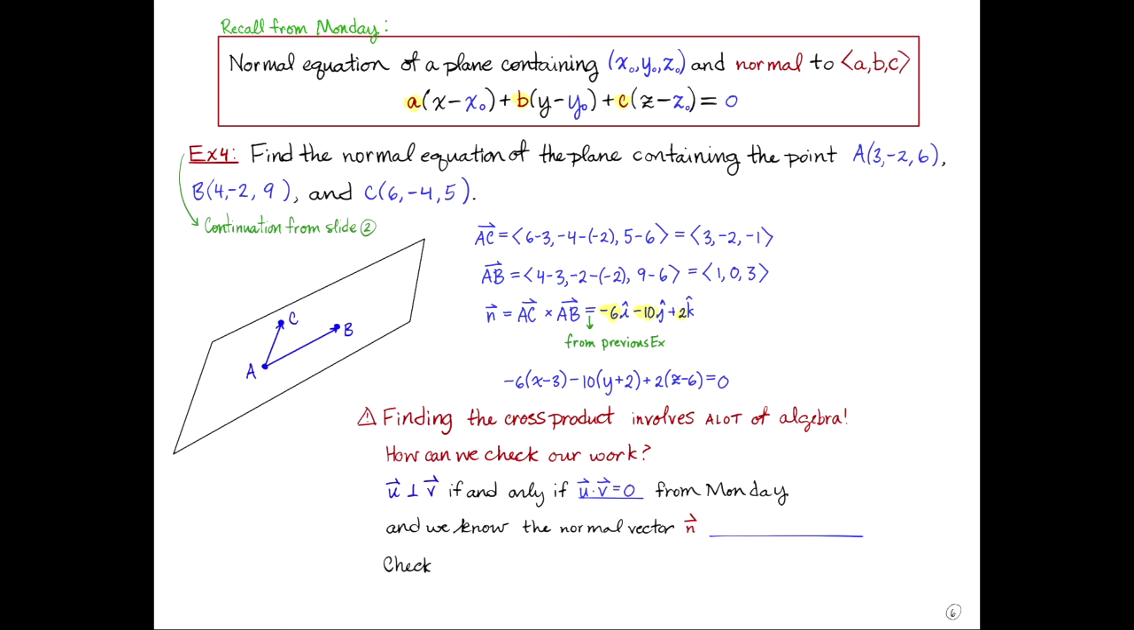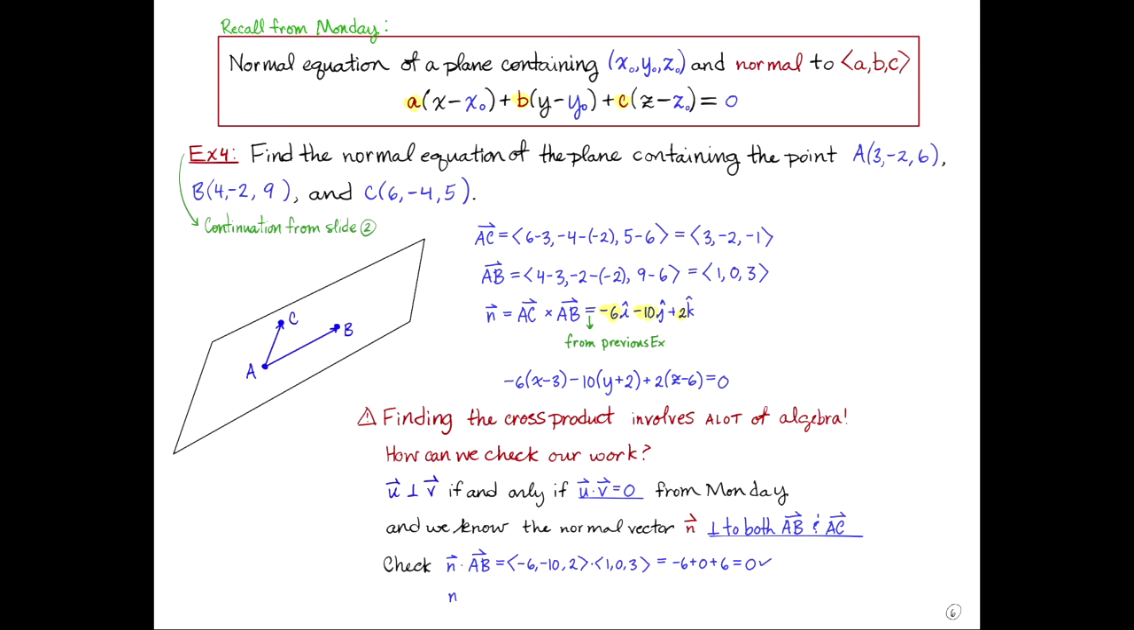We also know that the normal vector has to be orthogonal to both the vector AB and AC. So let's check our work and see if when we take the dot product of the normal vector with AB and then also with AC, do we get back 0? The dot product of n and AB: n is negative 6, negative 10, 2, and AB is 1, 0, 3, which is equal to negative 6 plus 0 plus positive 6, which is 0.